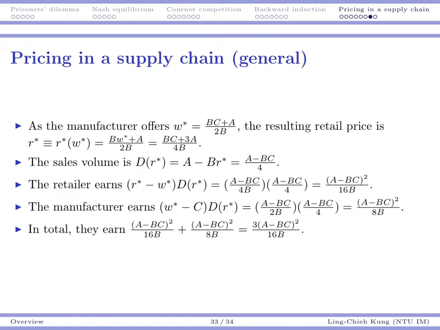Eventually, the retailer earns something, the manufacturer earns something, and all together we can get this. It's just that A minus BC is a constant there. (A minus BC) squared over B is a constant there. But this 3/16 should not be weird to you, because you have observed that in the illustrative case.